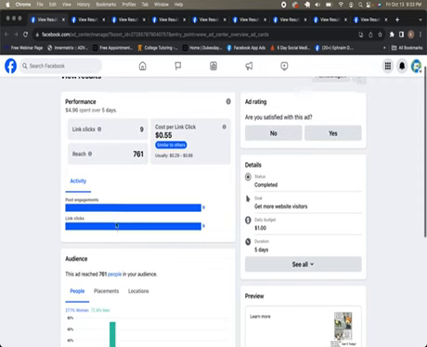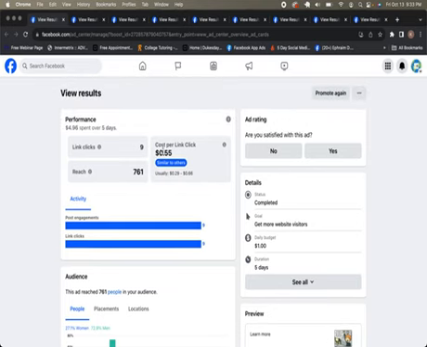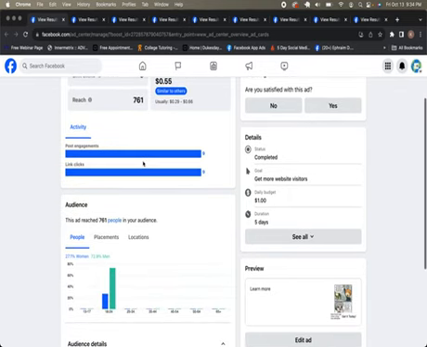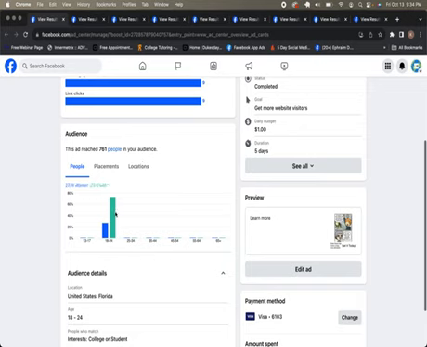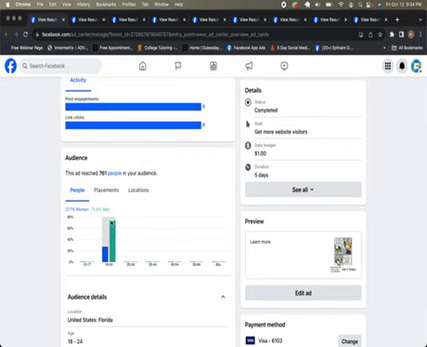This one is the meme, where a college student talks about the textbooks being expensive. It performed better. The cost per link click was 55 cents. It had a reach of 761 and actually had 9 clicks. So it did really, really well. Once again, it was predominantly male that clicked on the link, that acted on the link.